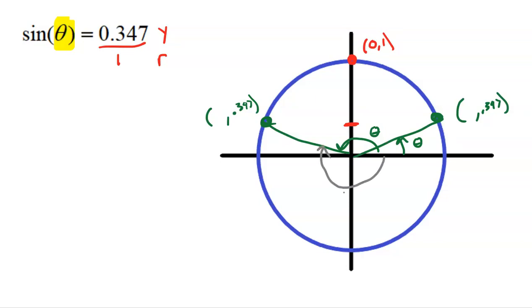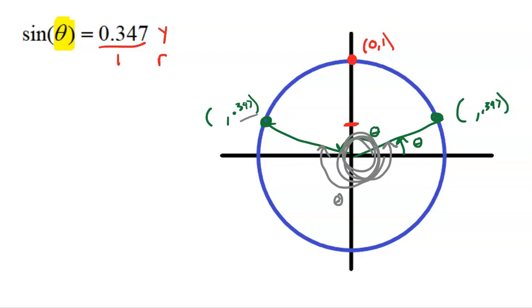Right there would be a negative angle that also ends at a spot that has a y value of 0.347. Or I could even go around and around and around and stop right here. That would be another angle that has the y value of 0.347.